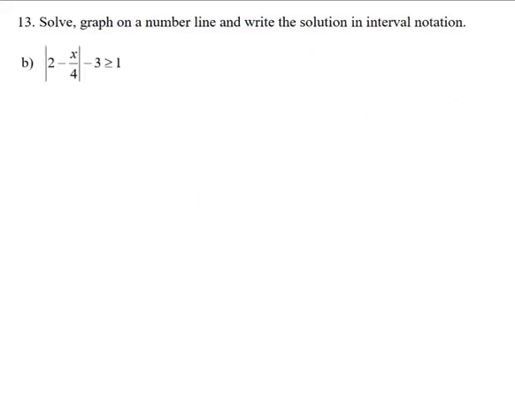Okay, here we're going to solve the inequality that involves absolute value. The first step is to isolate the absolute value. I'm going to add 3 to both sides of the inequality. So here I would get absolute value of (2 minus x) over 4 is greater than or equal to 4.